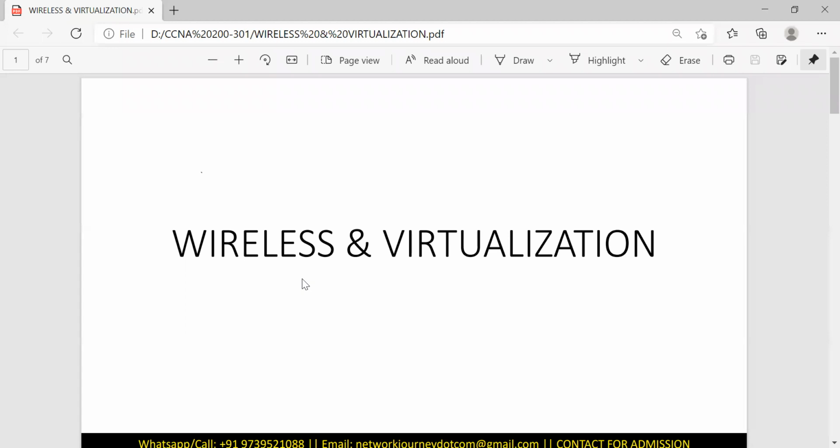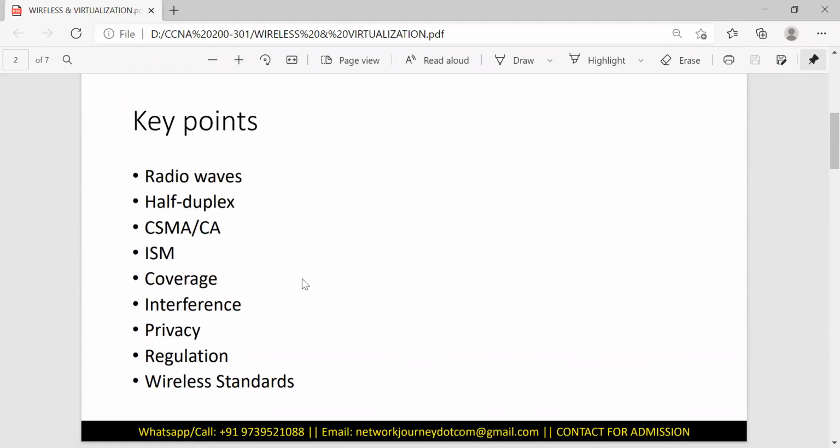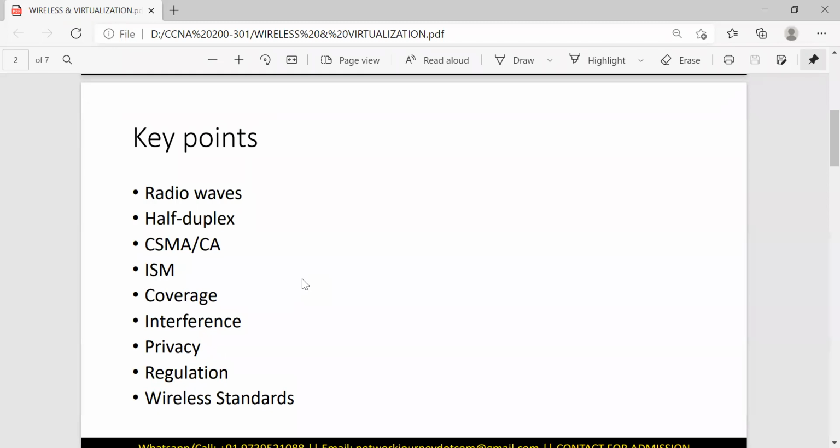Starting with the very basic thing about wireless: when we are on a wired medium, we basically use cables as the physical layer, which can be a twisted pair cable, a coaxial cable, or an optical fiber cable. When we are on wireless, we deal with one very important thing, that is radio waves. As soon as you think about wireless, think about what basic things you can correlate with the wired mechanism.